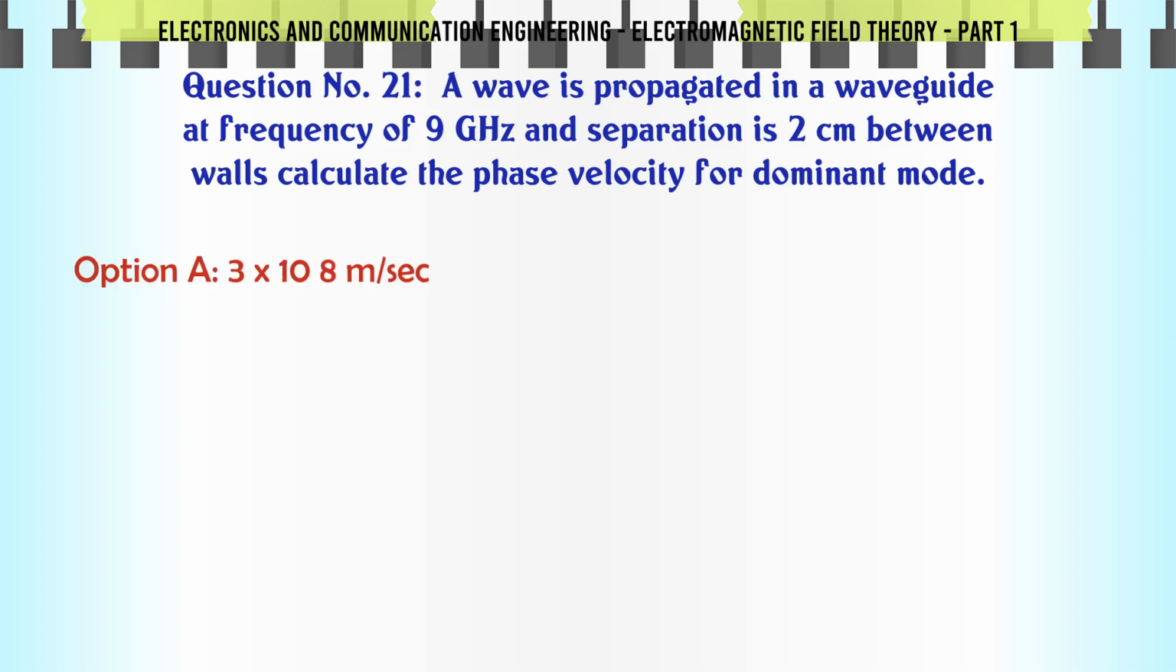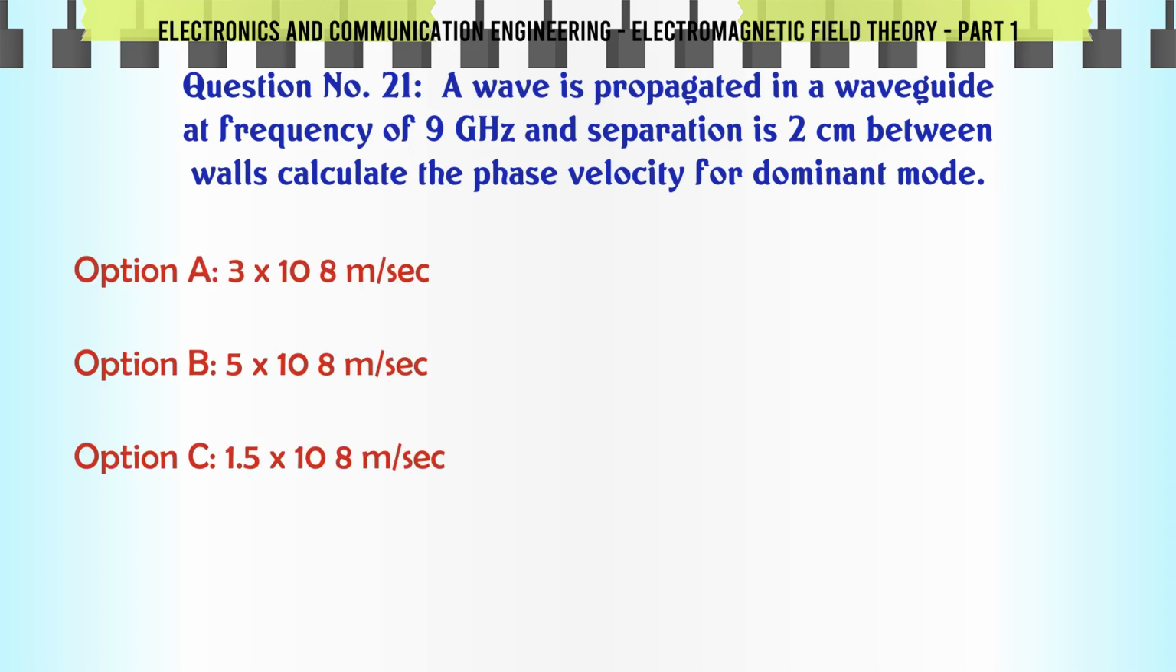A wave is propagated in a waveguide at frequency of 9 GHz and separation is 2 cm between walls.